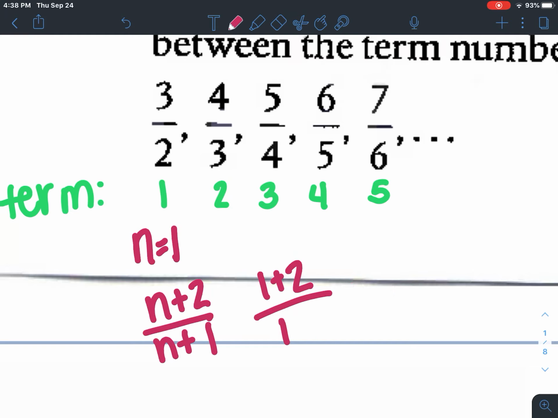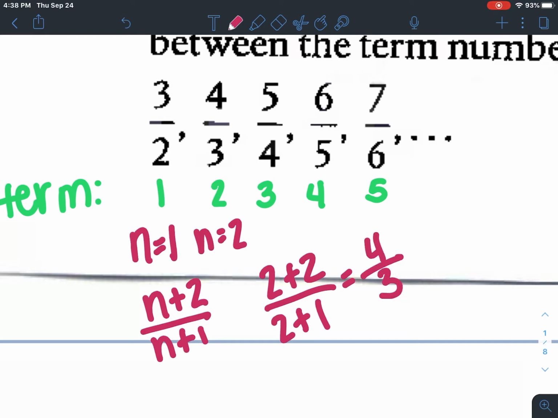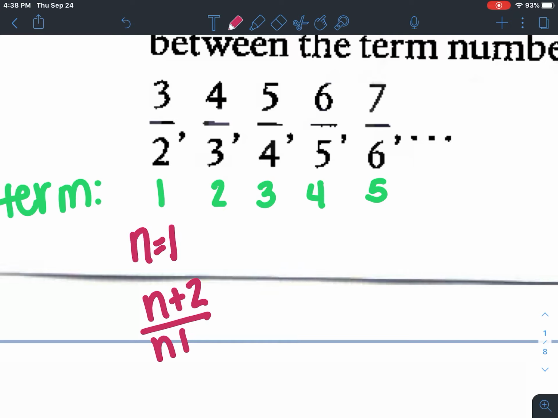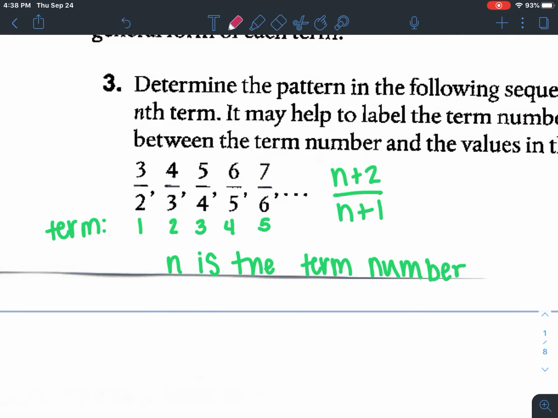I'll do the next one for you. Okay, so for n equals 2, we'll plug in n. We'll go 2 plus 2 over 2 plus 1, and we get 4 over 3. Okay, hopefully you've caught on by now, because I don't want to rewrite that. Okay, so n is the term number. Our rule was n plus 2 over n plus 1.